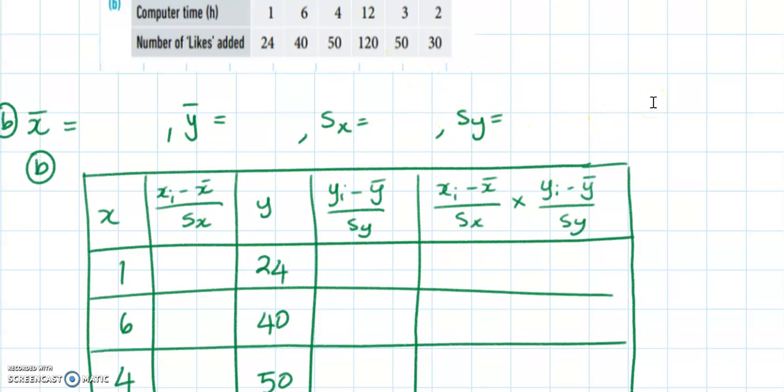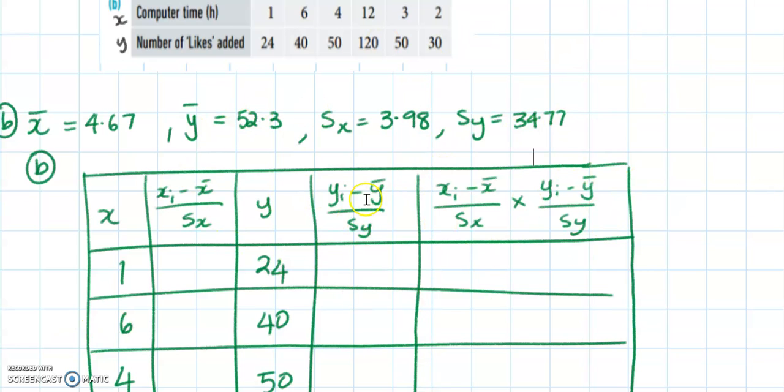When we do that calculation, what we get for the mean, let me just label over there, that's our x and y, which would be the independent and dependent variable. Our mean is 4.67 for the computer time. The mean for the number of likes is 52.3. The standard deviation for x is 3.98 and the standard deviation for y is 34.77.